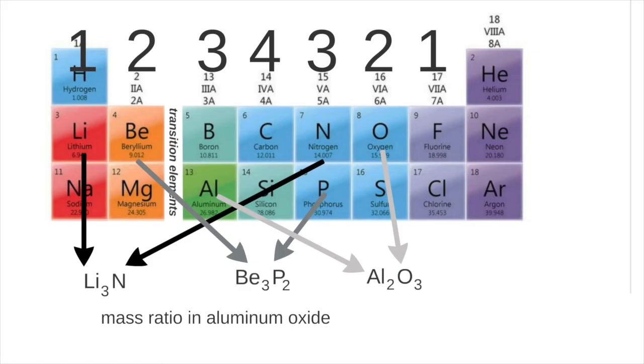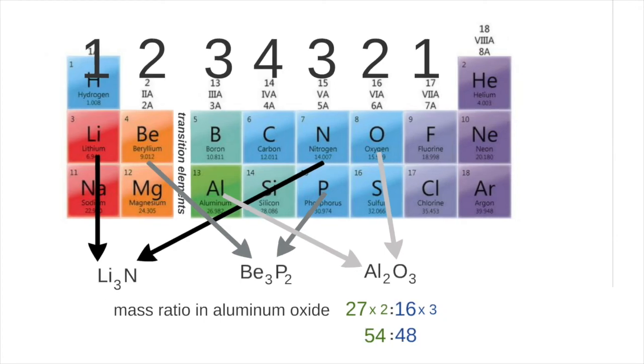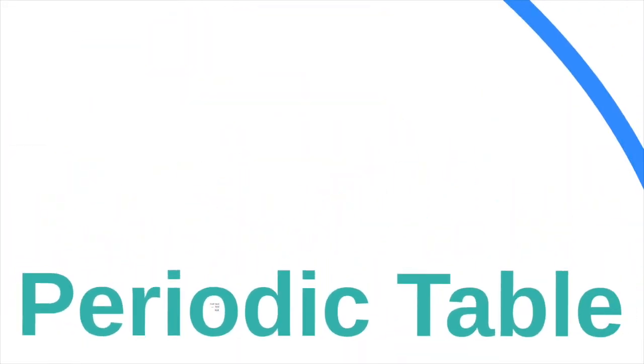The mass ratio in aluminum oxide would take the relative atomic mass of aluminum, which is 27, multiply it by the 2 units of aluminum in this compound, and compare that to the relative atomic mass of oxygen, which is 16, times the 3 units of oxygen in this compound. So that gives us a ratio of 54 to 48. All of this valuable information is contained within the periodic table.